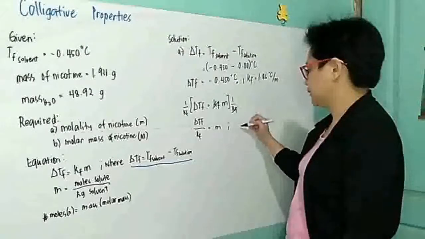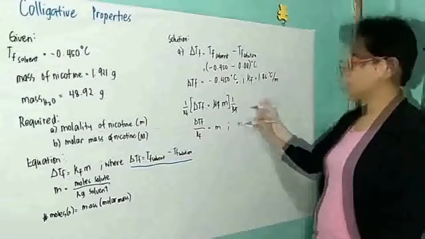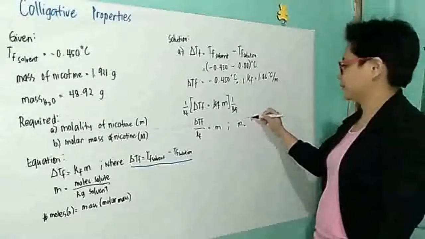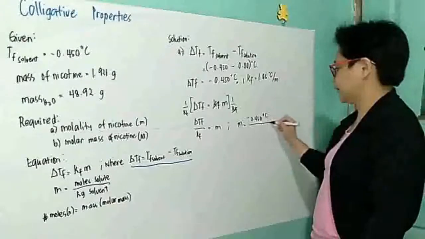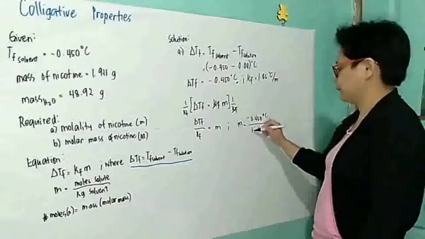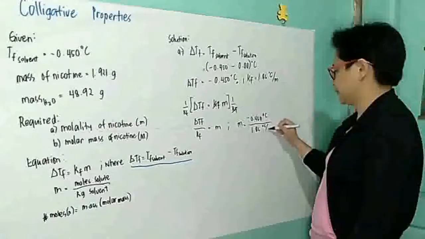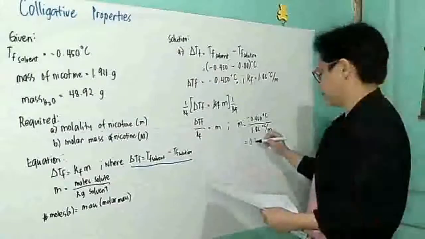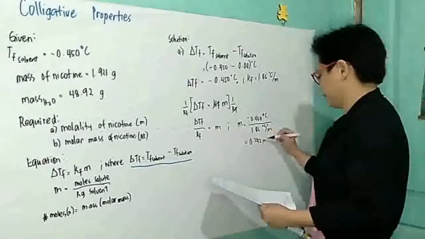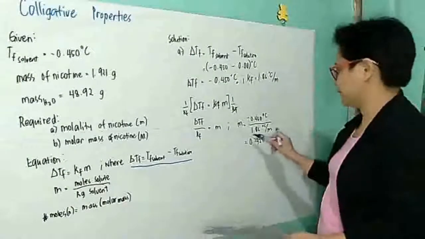Substituting the values, it is 0.450 degrees Celsius divided by KF, which is 1.86 degrees Celsius per m. We will now have 0.242 m. That will be your answer for letter A.